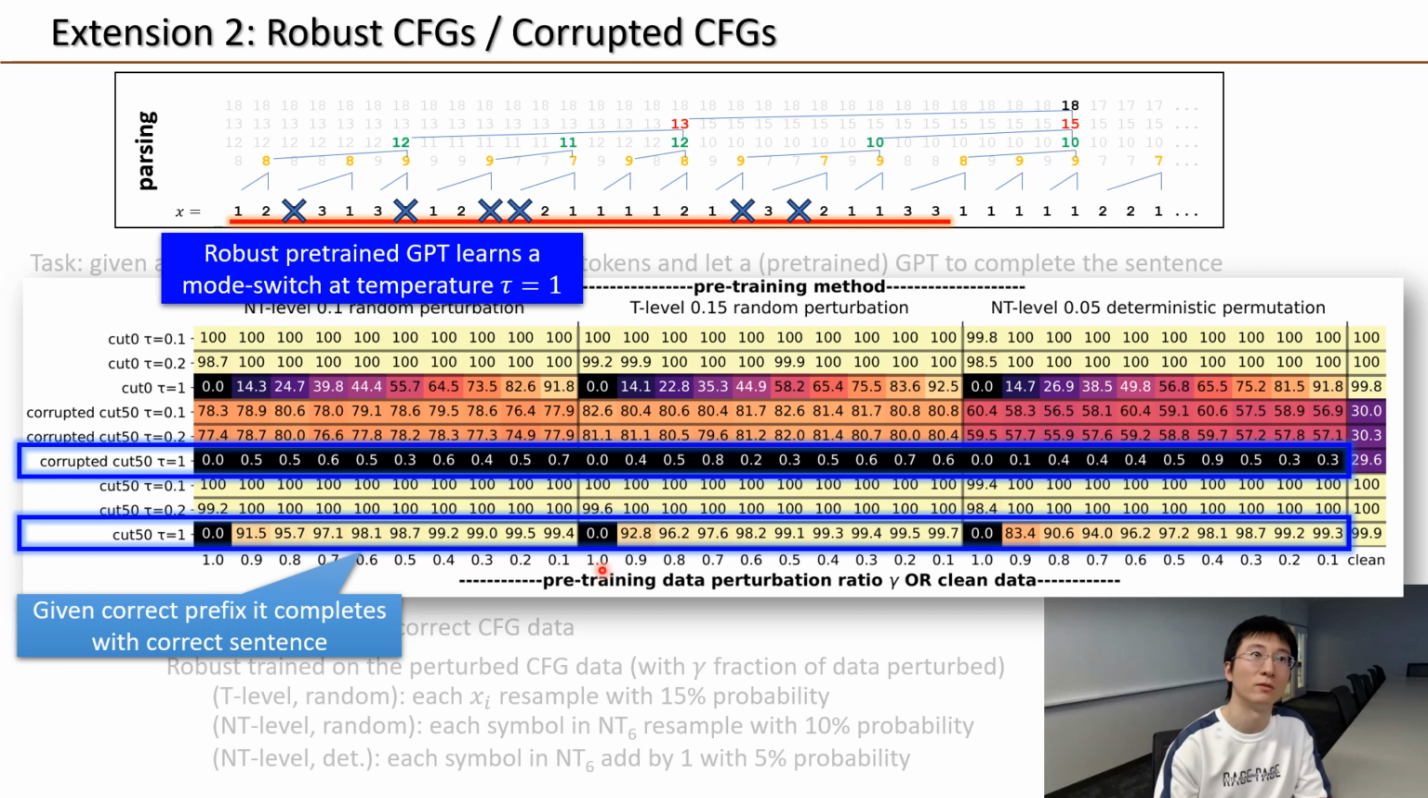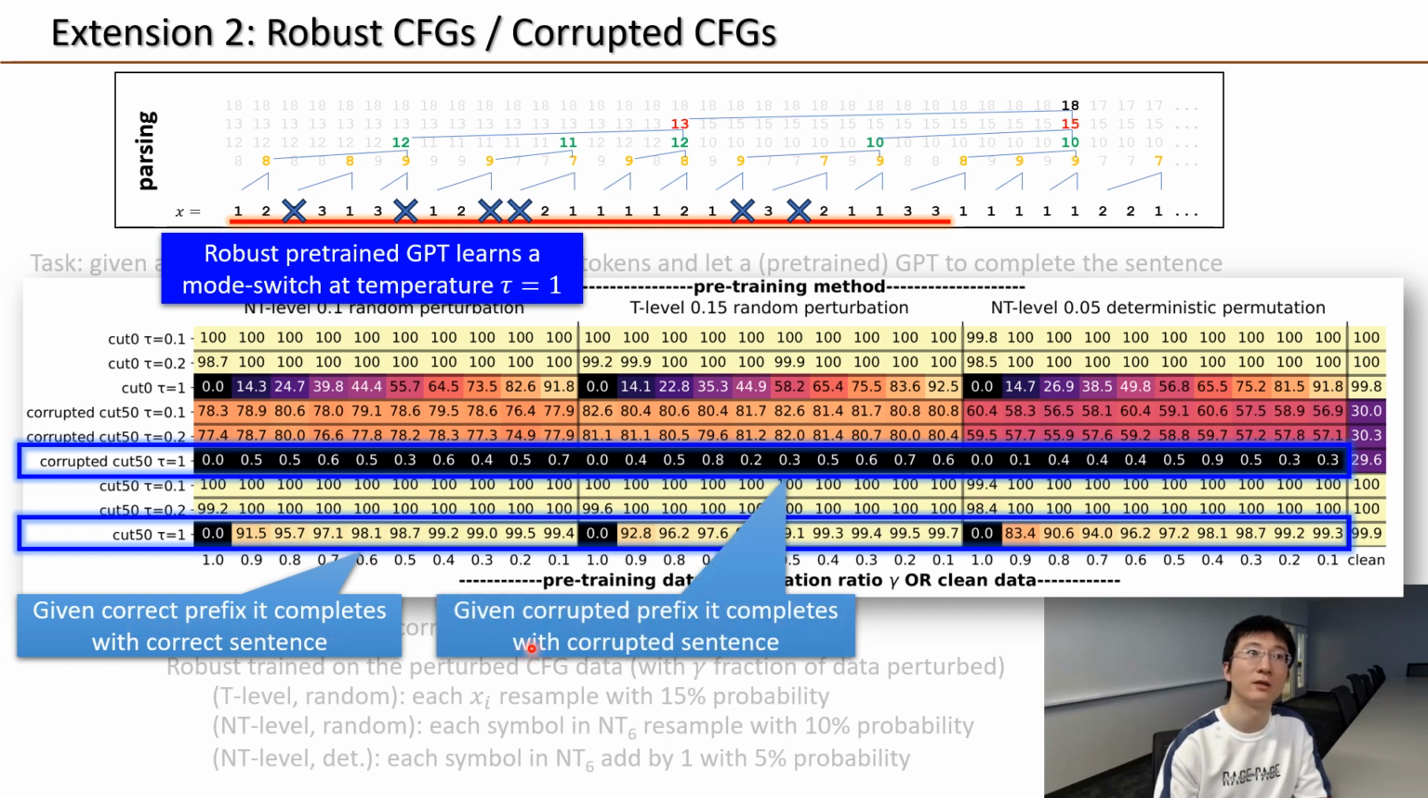Unless, if the model never sees any correct sentence, 1.0 means your robust training has only seen corrupted or only seen perturbed data. But in all the other cases, you have very good accuracy if you have a correct prefix. And in contrast, if the model is given a corrupted prefix, it almost always spells out also a corrupted completion. So it actually learns a mode switch. If you give it a correct prefix, it says something correct. If you give it a corrupted prefix, it says something also corrupted.